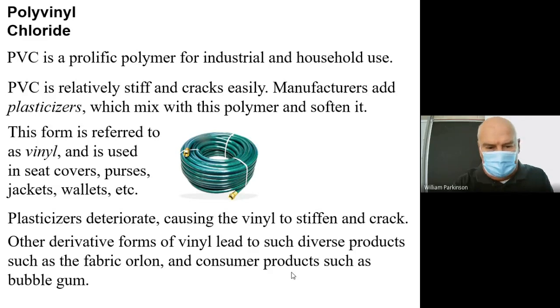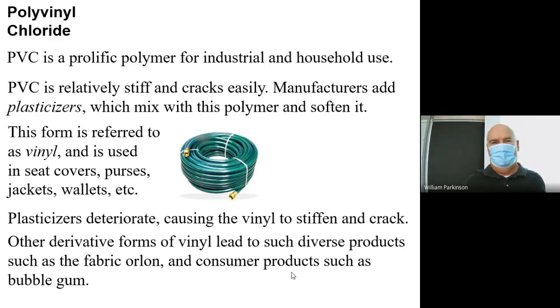So other derivative forms of vinyl lead to all kinds of things. Believe it or not, you can make clothing out of it, and the clothing material that was made from putting certain plasticizers into PVC was a material known as Orlon. It's not nearly as popular as it was in the 1950s and 1960s.